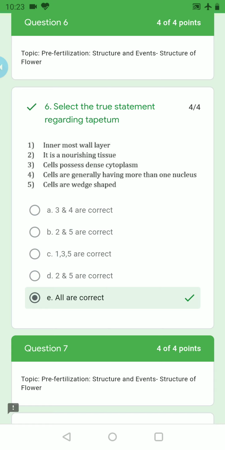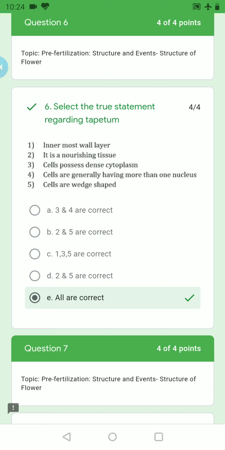So here there are five statements. Innermost wall layer, then it is a nourishing tissue, and third, cells possess dense cytoplasm. The fourth one, cells are generally having more than one nucleus, that is multinucleate. Then the cells are wedge shaped.